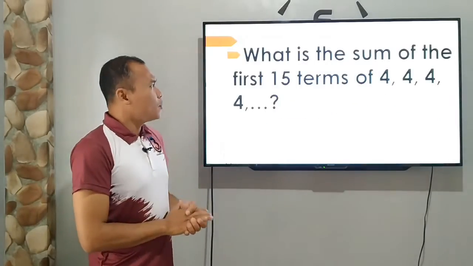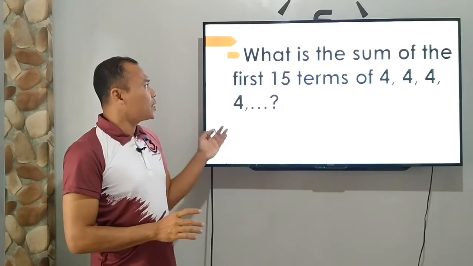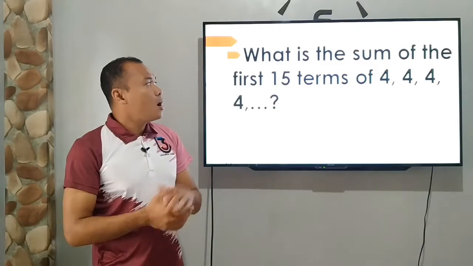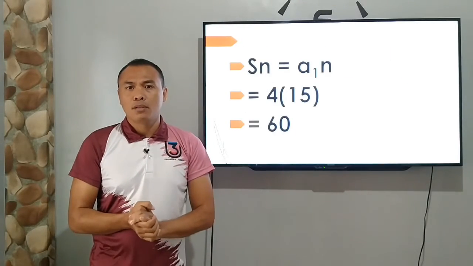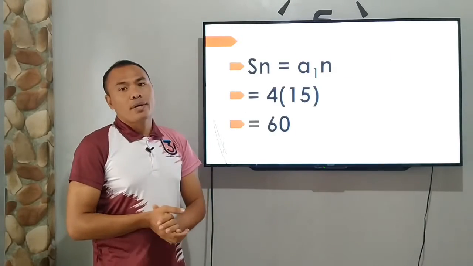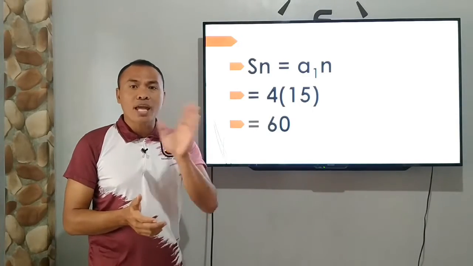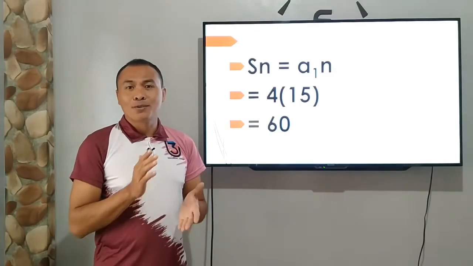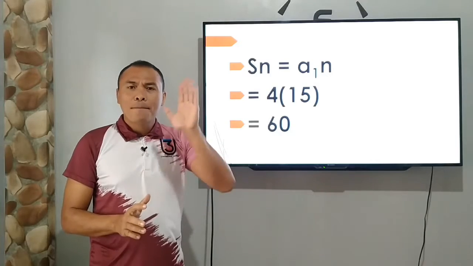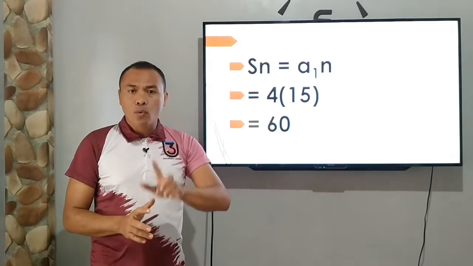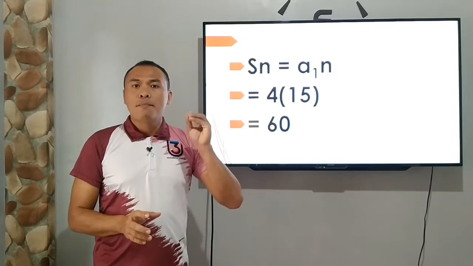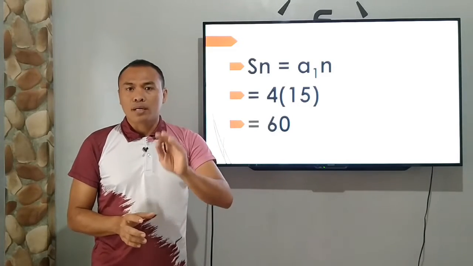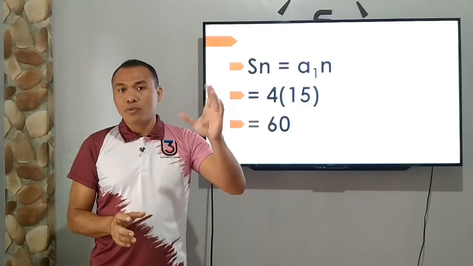Very easy. Another example. What is the sum of the first 15 terms of 4, 4? Let's see. What is the first term? It's 4. And what is our n? 15. So 4 times 15 is equal to 60. Just remember, when r is equal to 1, multiply the number of terms by the first term, and you get the product, or the sum of the terms.